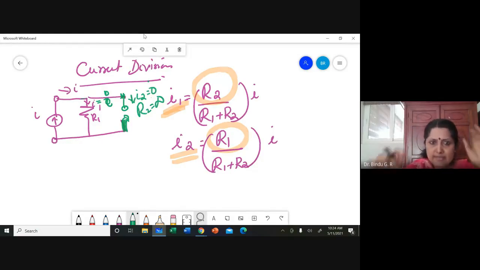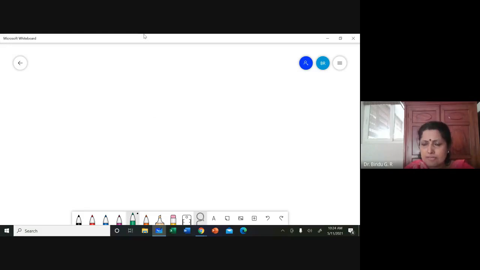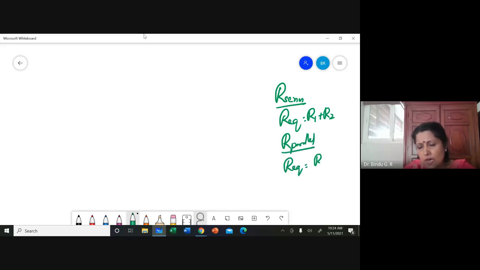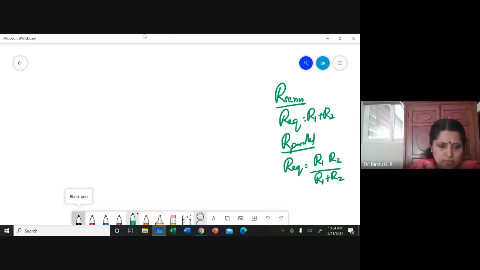So what we discussed till now is that if resistors are in series, R equivalent is equal to R1 plus R2. And if two resistors are in parallel, then R equivalent is equal to R1 R2 by R1 plus R2, or 1 by R equivalent is equal to 1 by R1 plus 1 by R2. Now let's do one problem.